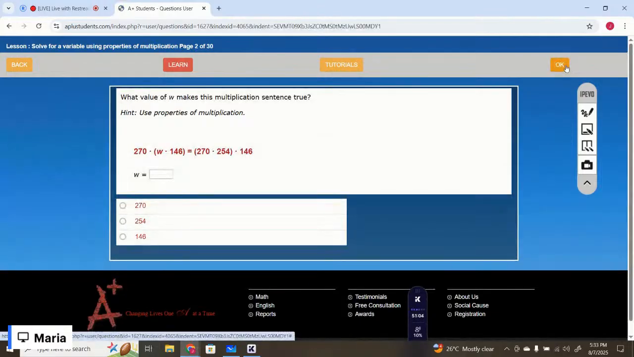What value of W makes the multiplication sentence true? So that is the associative property of multiplication. On both sides the numbers are the same. So 270 and 146 are already on the right hand side. So the missing number is 254. W equals 254. Option number 2 is the correct option.